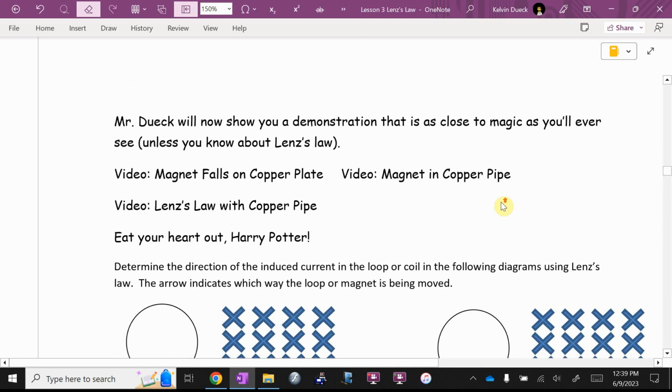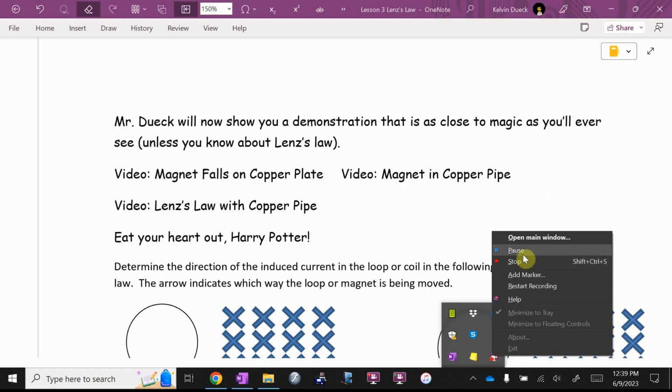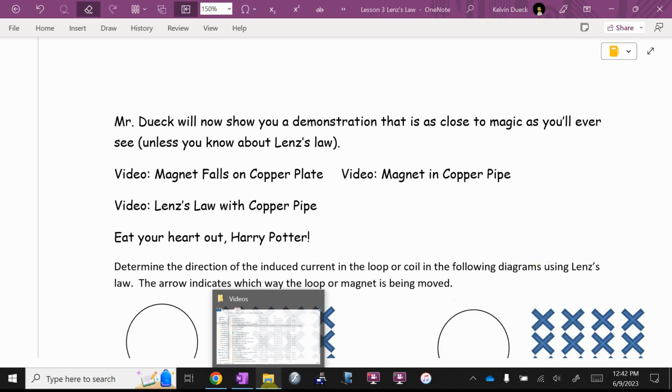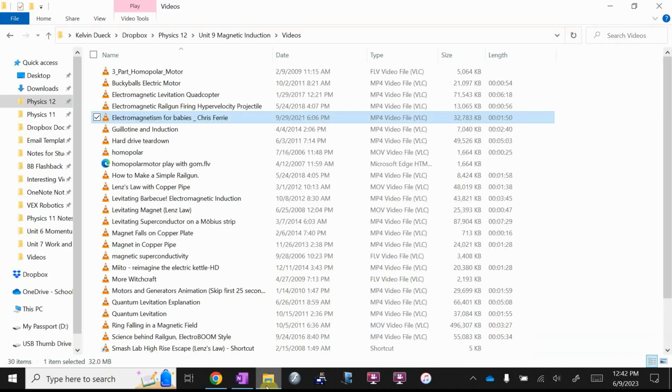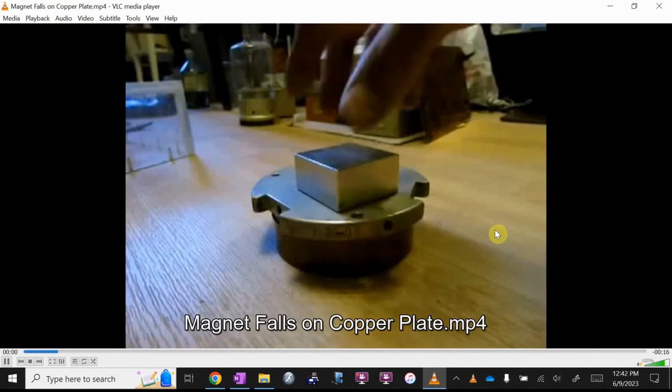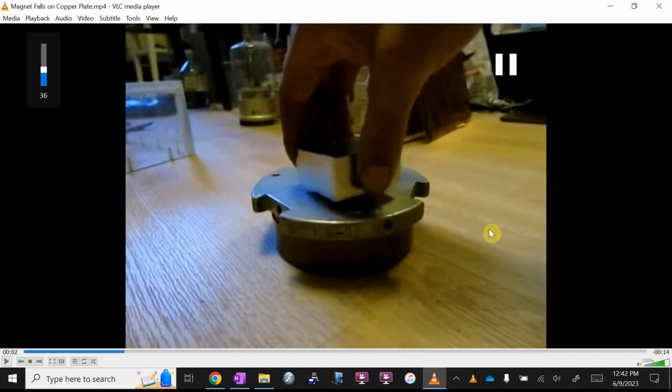Mr. Dueck will now show you a nice demonstration. Yeah, this is pretty cool. Pause the video for a second. See what Nicole was seeing. I have larger versions. So this is a copper plate. This is a very strong magnet. We're going to drop it and watch what you'll see.